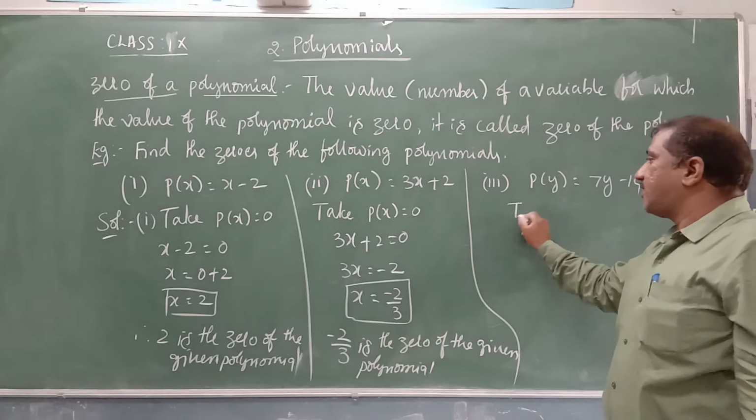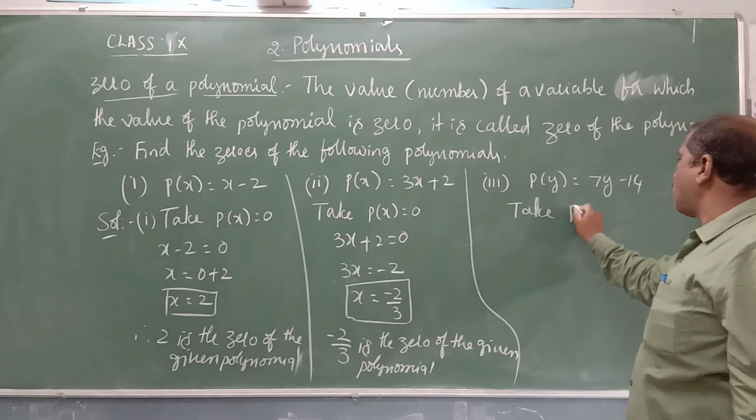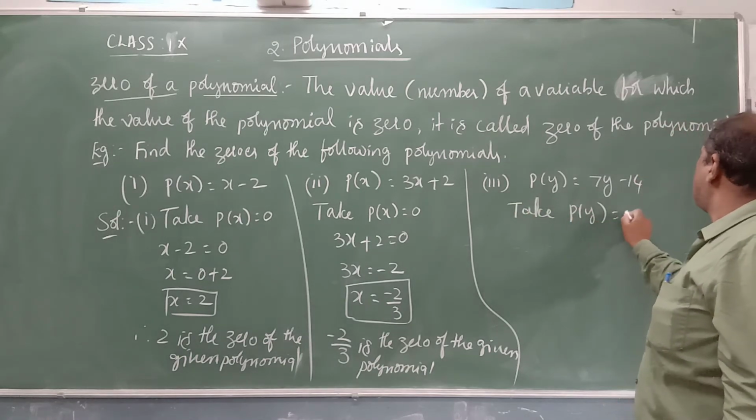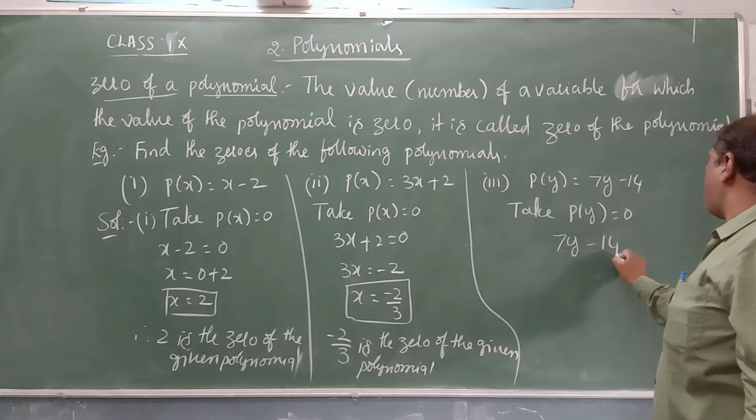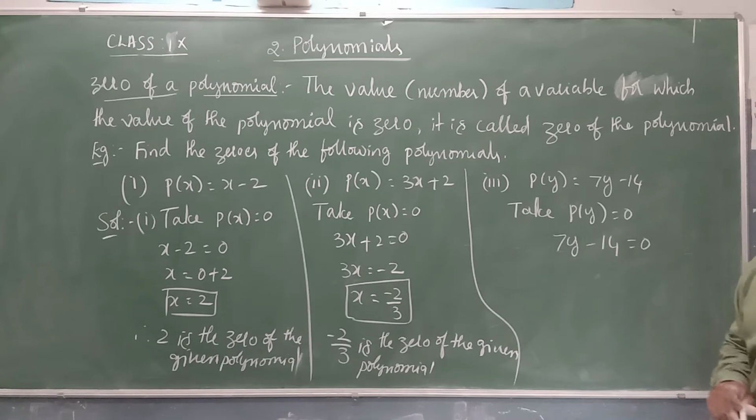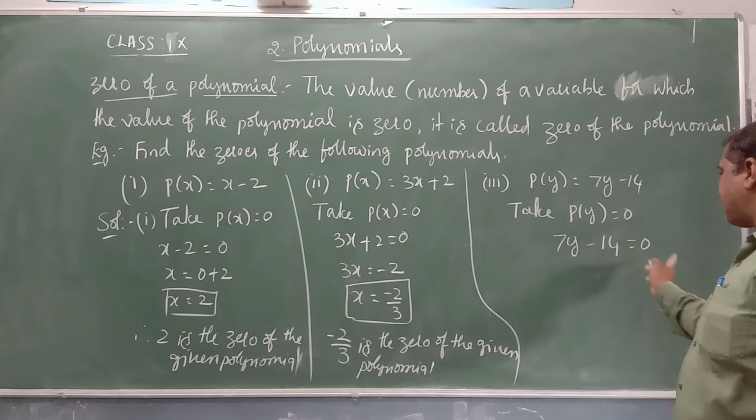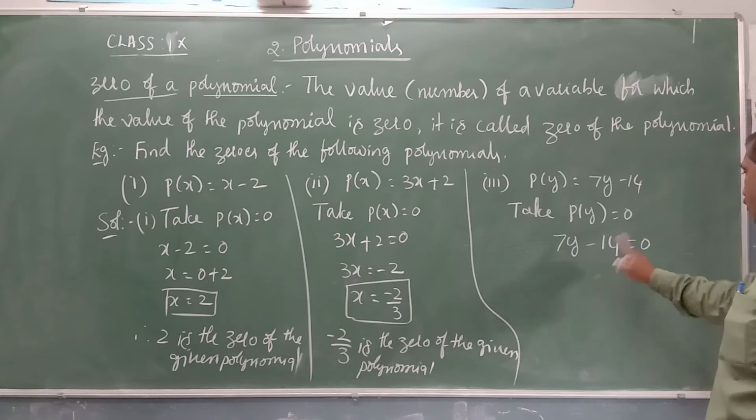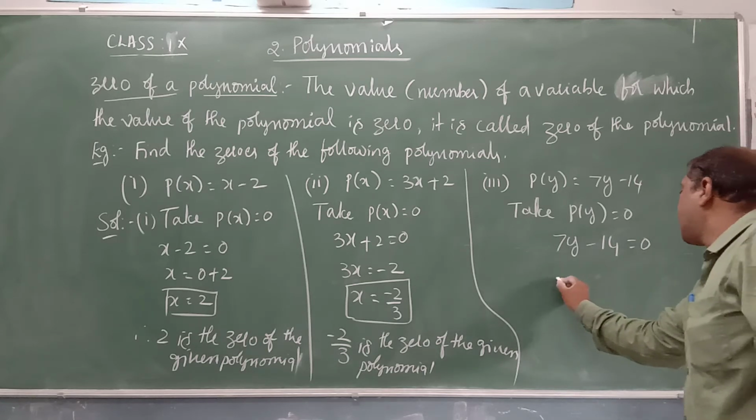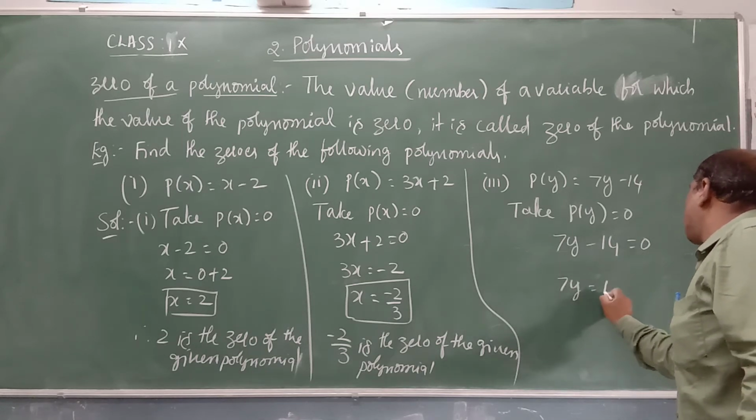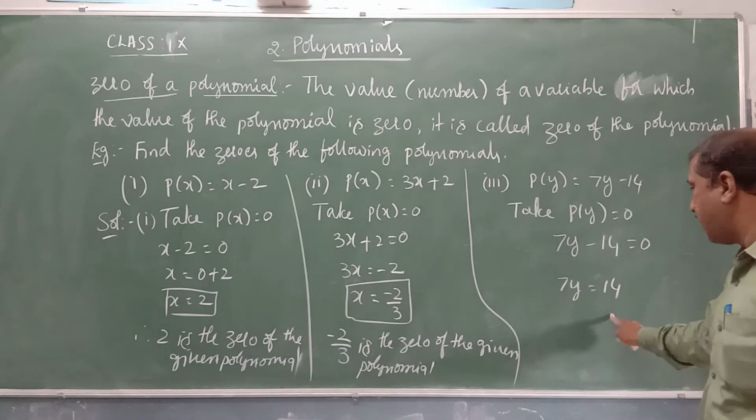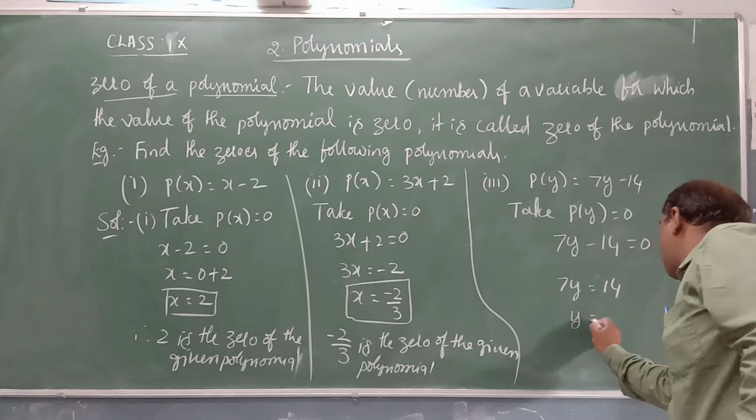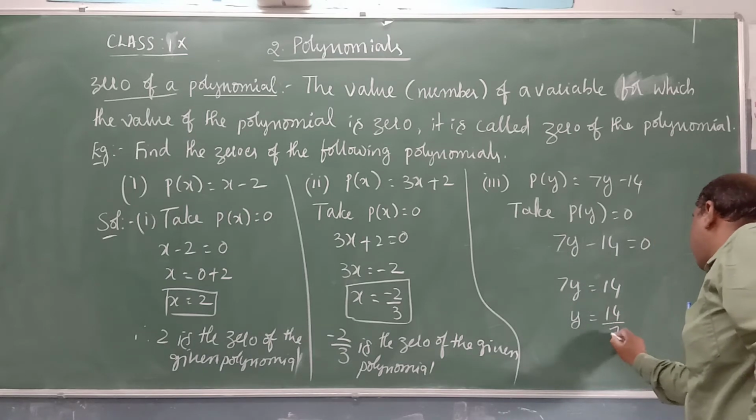So take p of y is equal to 0. So what is p of y? That is 7y minus 14 is equal to 0. Now transpose minus 14 to RHS. So what we get? Plus 14. 7y is equal to 14. Now transpose 7, which is multiplying, therefore it divides. y is equal to 14 by 7.